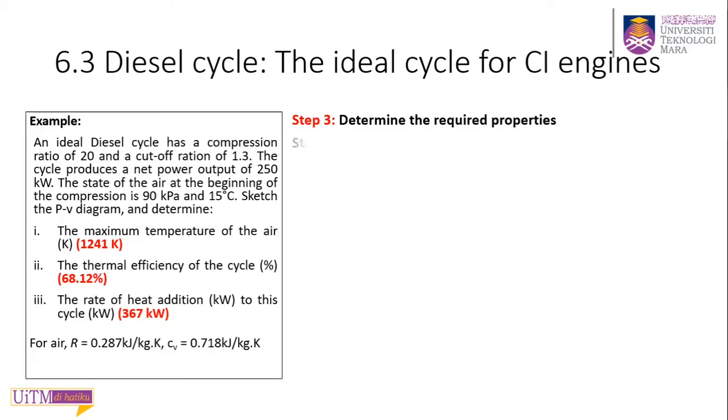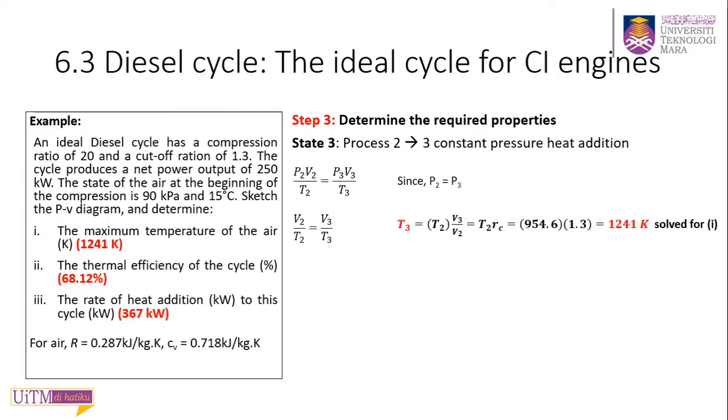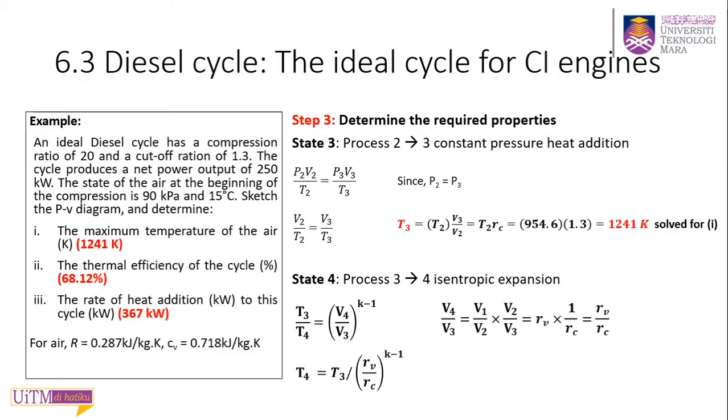At state 3, for a constant pressure process from state 2 to state 3, we can use the combined gas law to calculate the temperature here at state 3, which we can see has solved the first item for the question. Finally, at state 4, since process 3 to 4 is an isentropic expansion, we will use the isentropic relationship equation for gases to find the temperature here at state 4. Remember that V4 over V3 here is the expansion ratio of RV over RC.